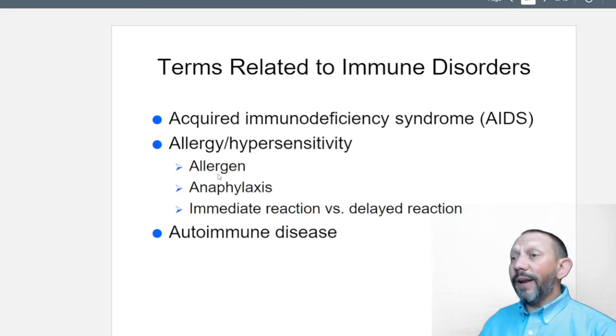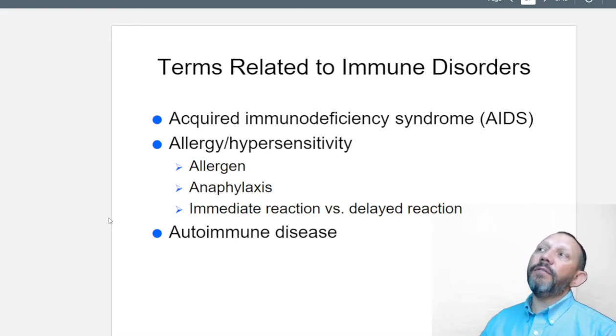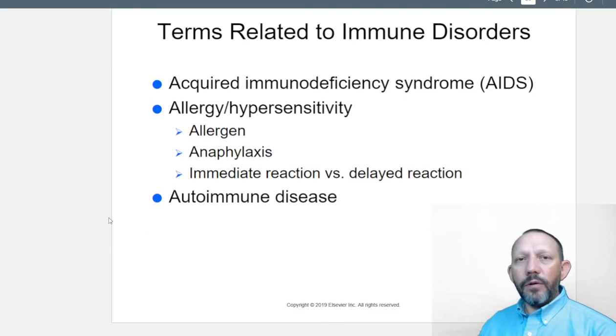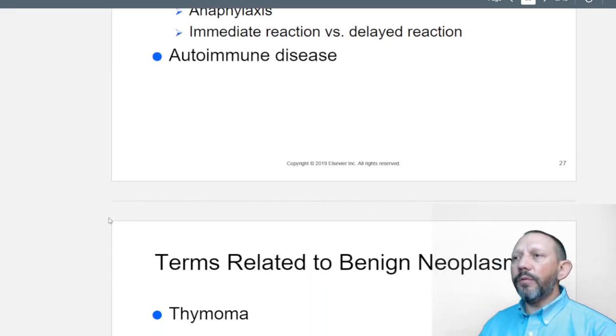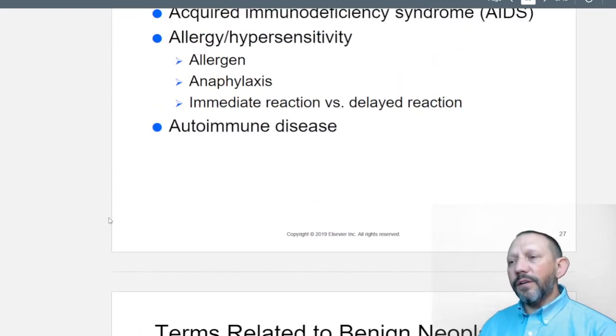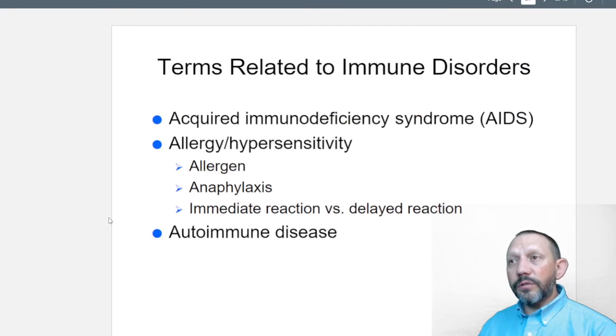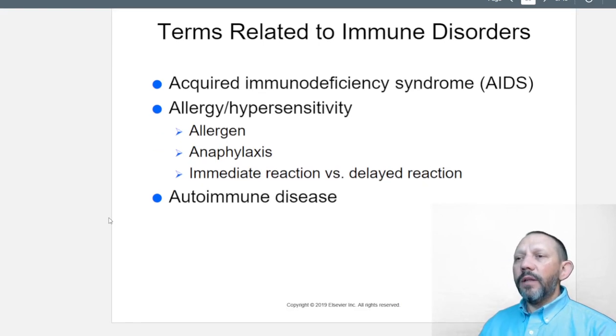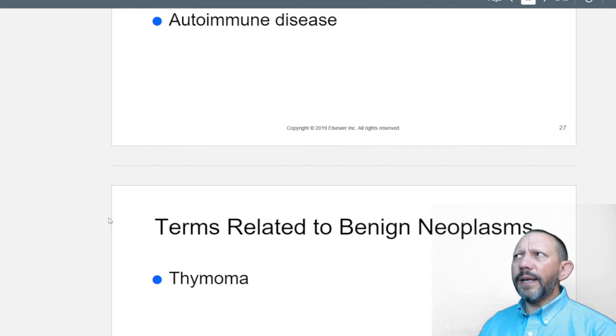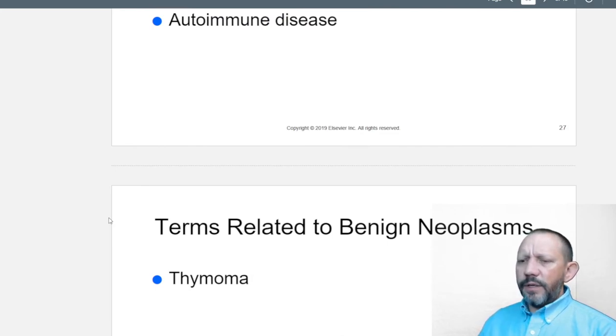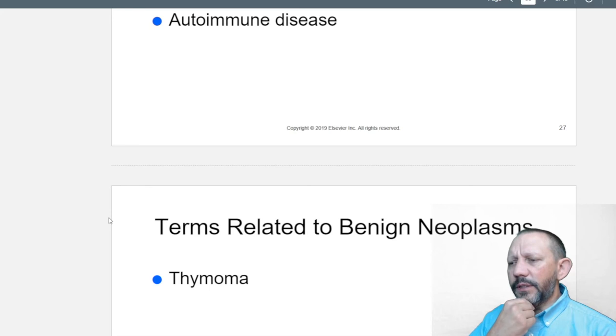Allergy and hypersensitivities, you have an allergen like cat hair or something. You have anaphylaxis, which is the reaction to it, and the immediate reaction versus delayed reaction. So some of us can have a stuffy nose or coughing or even anaphylactic shock. Autoimmune diseases is where your body's really attacking itself. So you can have rheumatoid arthritis, lupus, SLE, systemic lupus erythematosus, and stuff like that. There are many others, of course. Usually like, what is it? Not eczema. It's one of those. The skin conditions are very common that way.